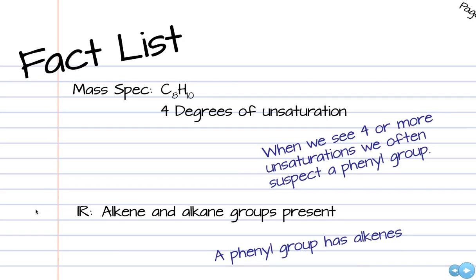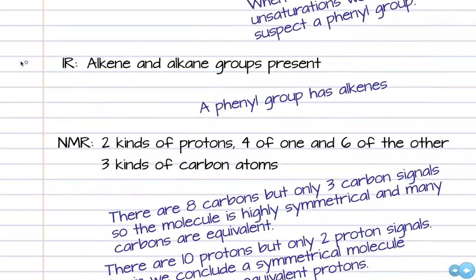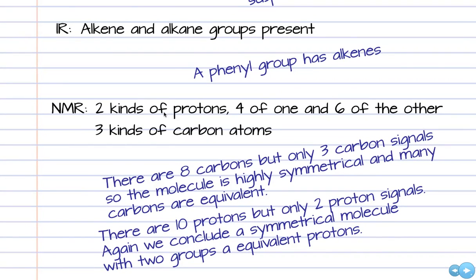Now, the IR showed us that there were alkenes present, and of course, there were the usual alkanes present as well. NMR showed us that there were 2 kinds of protons, and the integration showed that there were 4 of one kind and 6 of the other. That's going to be really useful. And there were 3 kinds of carbon atoms, so we know it's a highly symmetrical molecule. So that's the information that we got.